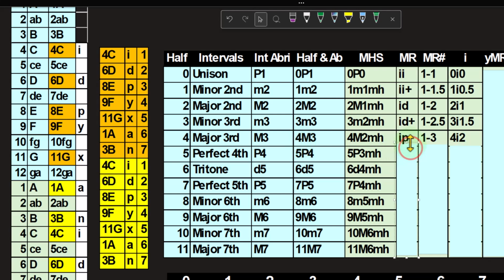And so then if I go to the next one, we go to an IY. So that means I'm going from the Ionian up 1, 2, 3 to the Lydian, or it would be a 1-4. So it would be an IY modal range or an I4 modal range.